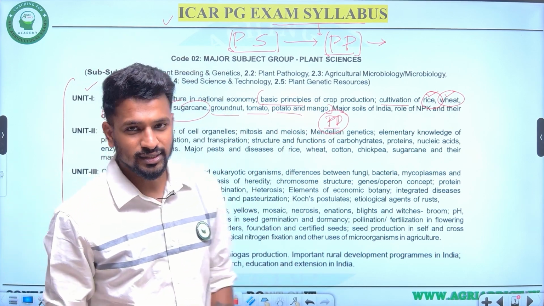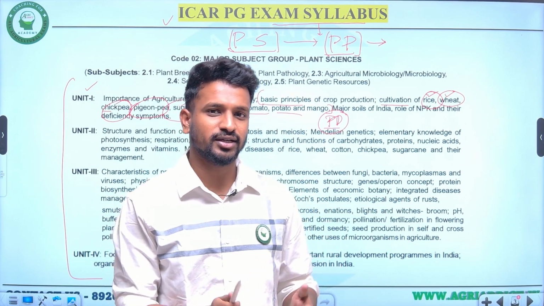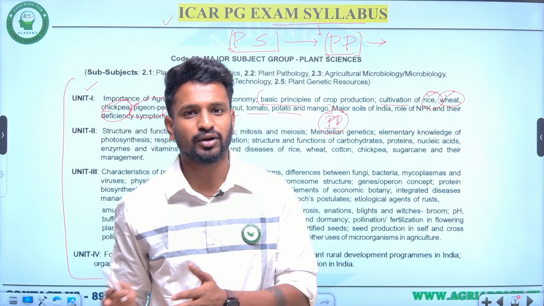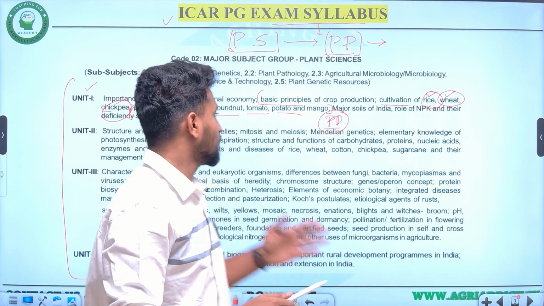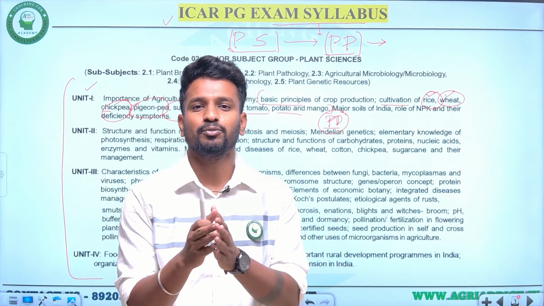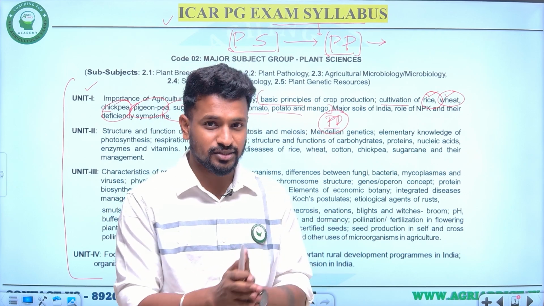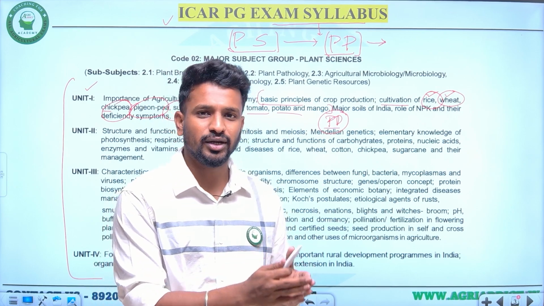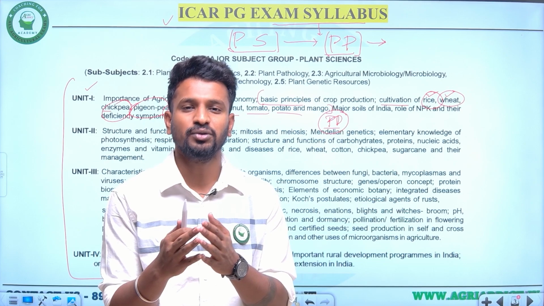If you analyze the papers from the previous years, starting from 2020 to 2024 or latest, you can see that the questions come randomly from any of the crops. And if you list the most important agriculture crops, it will be only 25 to 30 that you have to be very thorough with.